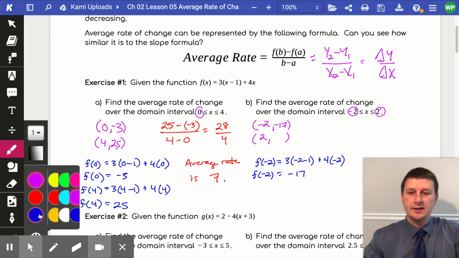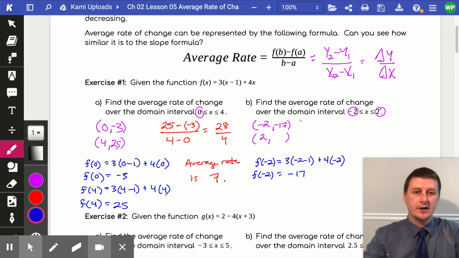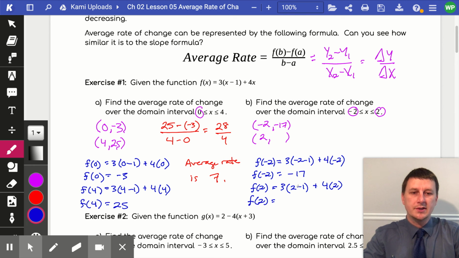But now we need to find our other end of our domain interval, which is going to be 2. So we'll substitute 2 in for x, and we'll get 3 times 2 minus 1 plus 4 times 2. All right, so again, simplify it all at once. 2 minus 1 gives me 1. 1 times 3 is 3. 3 plus 8 is going to give me 11. So when I substitute 2 in, I get 11 as a y value.